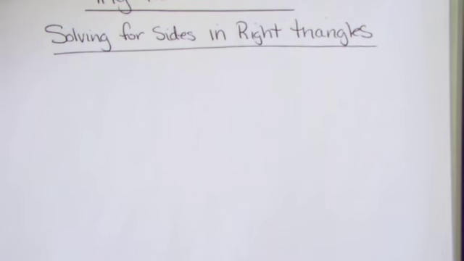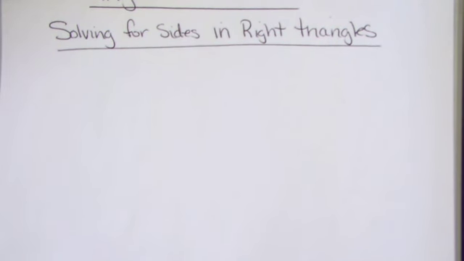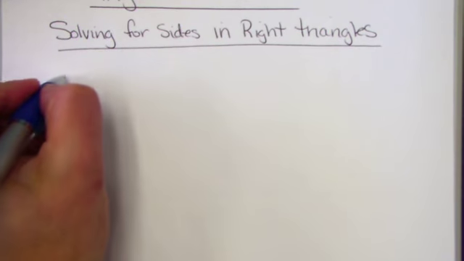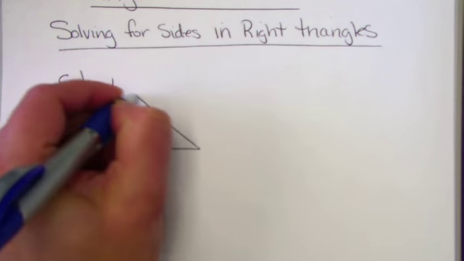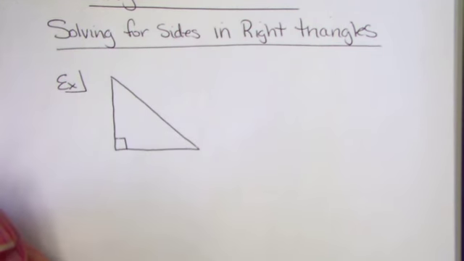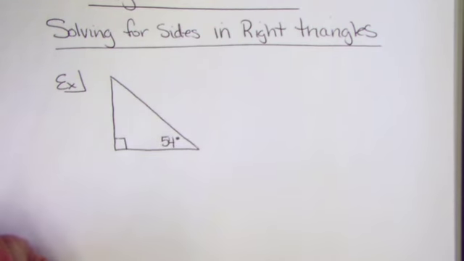We are now going to start our trig notes number 3, which involves solving for sides in right triangles. This is helpful when you are given an angle of a triangle and one of the 3 sides. My first example, we have a right triangle. I am giving you an angle. It's 54 degrees.